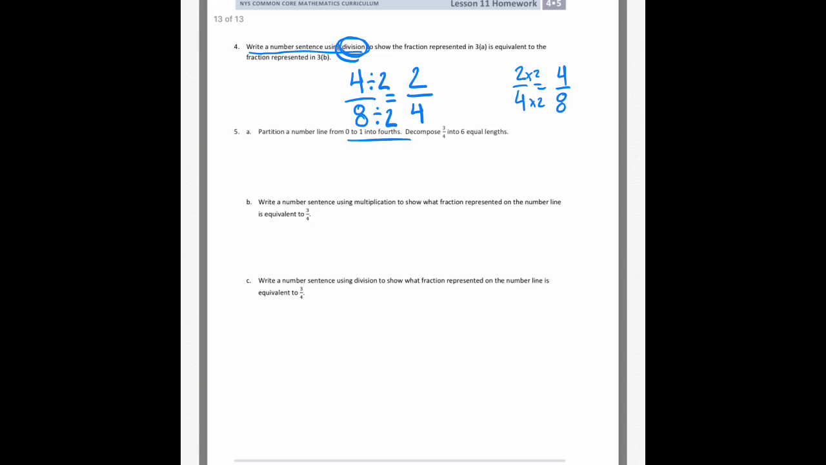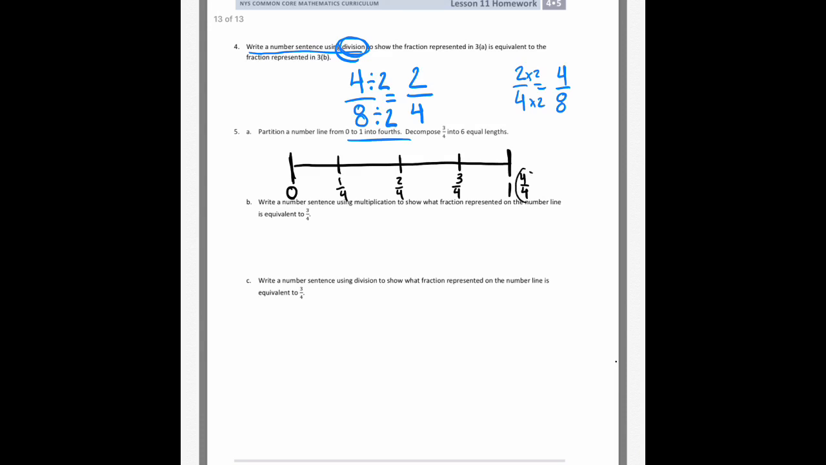Okay, the next part says partition a number line from 0 to 1 into fourths. So I'm going to draw me a number line. It says fourths, so I'm going to split it in half, and then I'm going to split those halves in halves. Let's see if this works. So 1/4, 2/4, 3/4, and then 4/4 is the same as 1. So I'm going to write that over to the side. So that's where that would be.